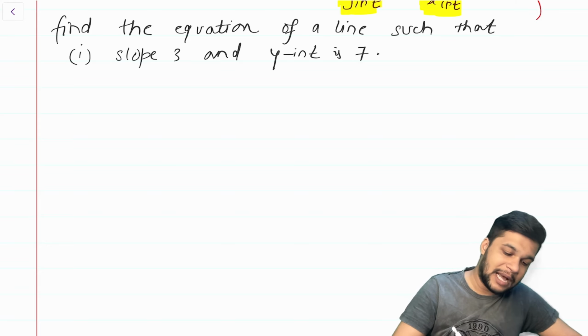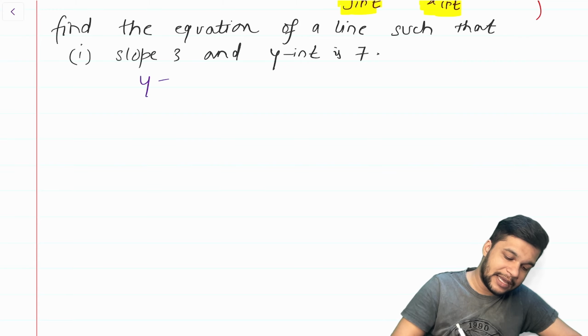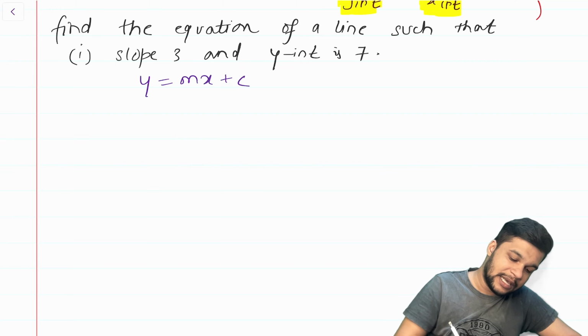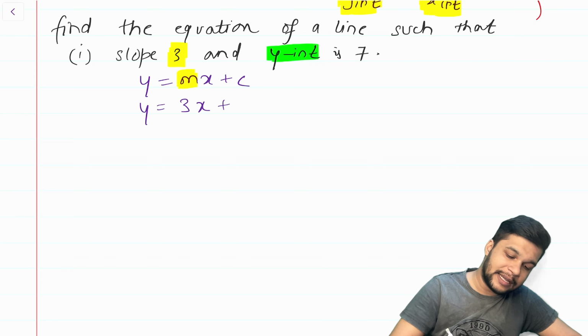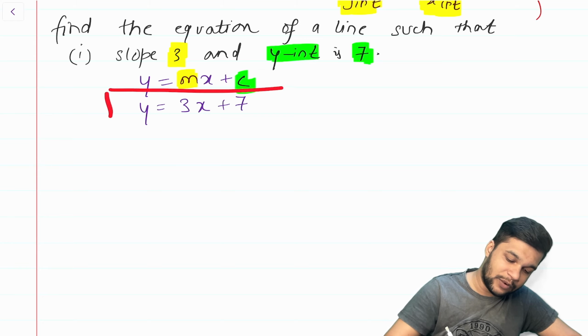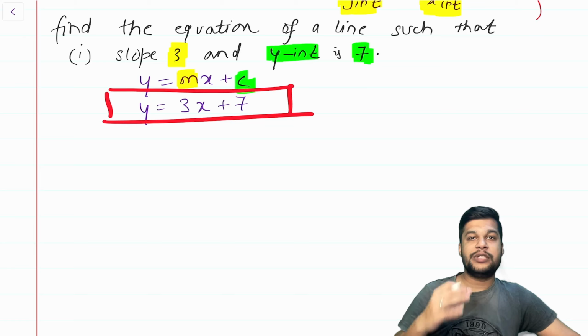Okay, so what will be the answer to this? The answer will be y equal to mx plus c. Here m is 3, since it says that the slope is 3. So y equal to 3 times x plus, it says that the y-intercept is 7, so c will be 7. So this will be y equal to 3x plus 7. So this is your answer.